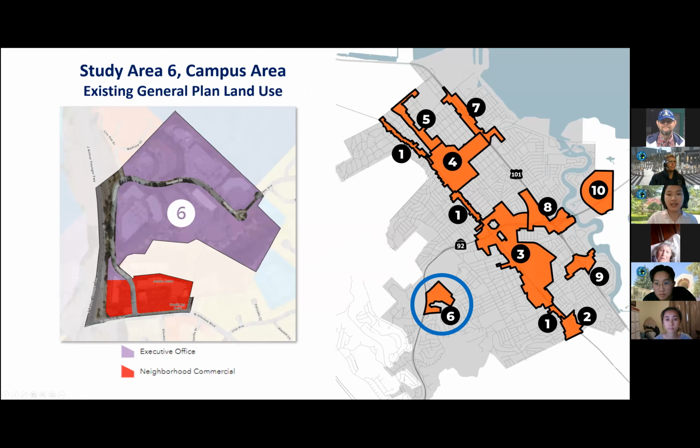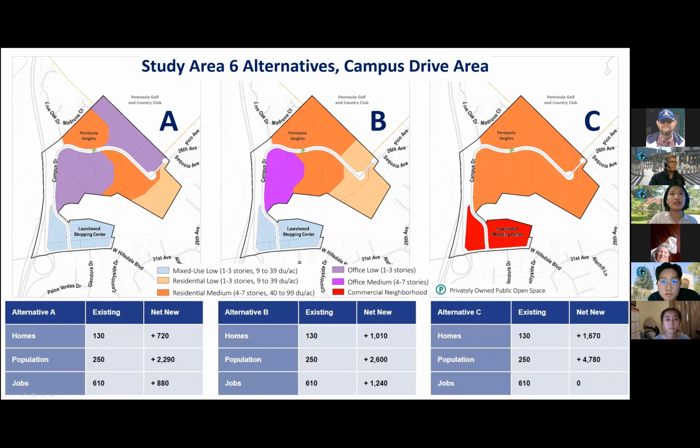All right, so the next study area is study area 6. This includes the Laurelwood Shopping Center. So what Diane touched on earlier. And so this particular study area, it's mostly developed with existing offices around Campus Drive. And there's also the Laurelwood Shopping Center down on the south. And so the proposed alternatives for the Campus Drive area, along alternative C, we're looking at changing all the office uses along Campus Drive to residential while maintaining commercial designation at the Laurelwood Shopping Center.